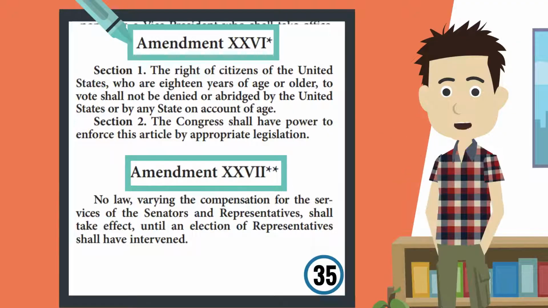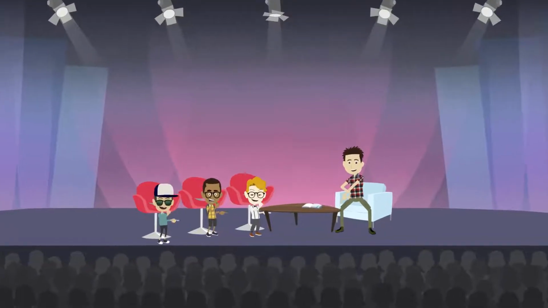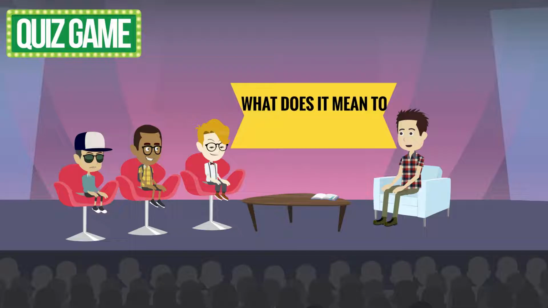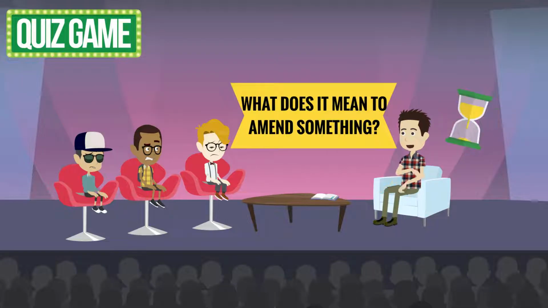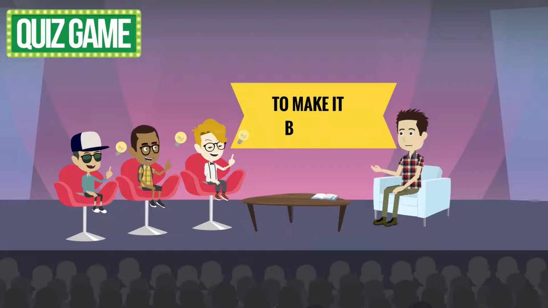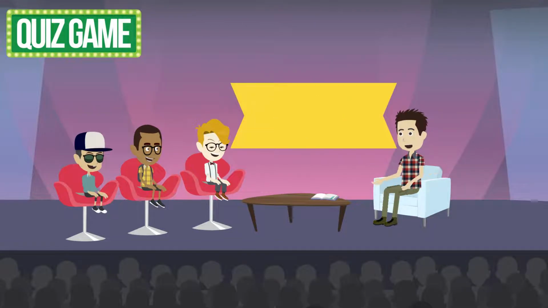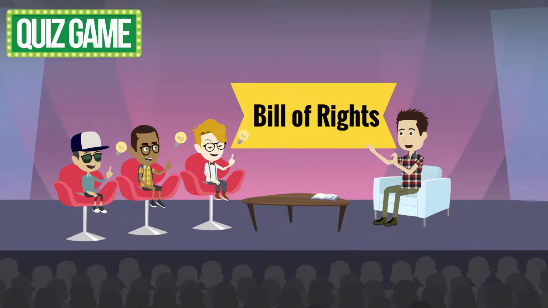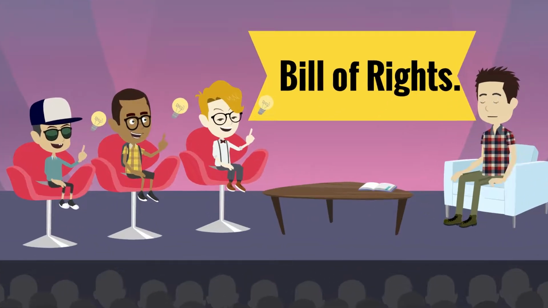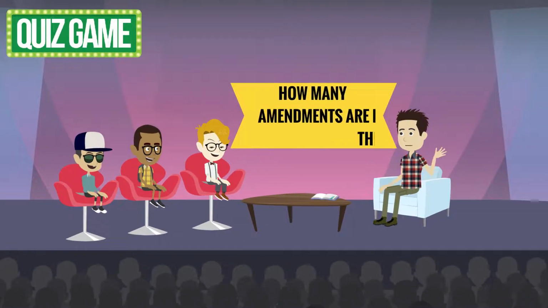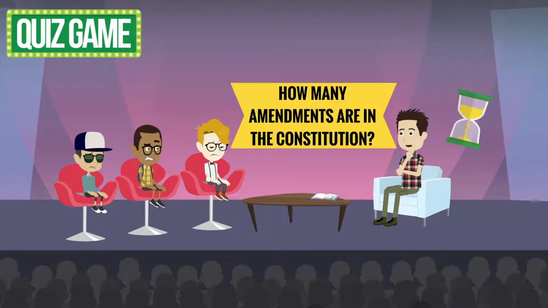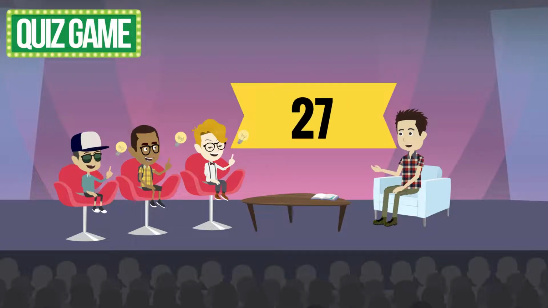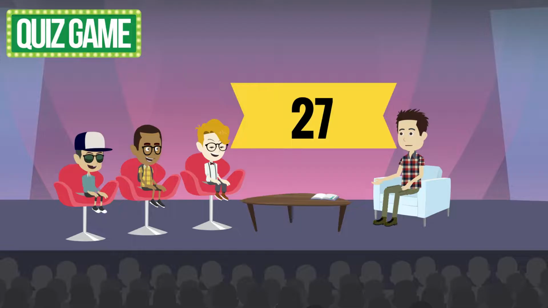Doesn't it look awesome? All right, let's see what you've learned by playing our game show once again. Okay, first question. What does it mean to amend something? Say to make it better. Wow, that's right. You're smart. Second question. What are the first 10 amendments called? Say the Bill of Rights. That's right, the Bill of Rights. You're 2 for 2 so far. Now the third and last question. How many amendments are in the Constitution? Say 27. That is right, 27, 3 for 3. You got 100%. Man, that was awesome.